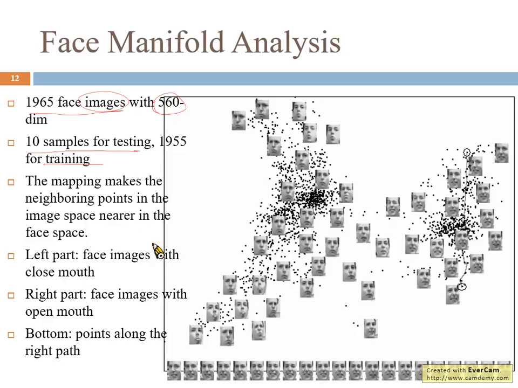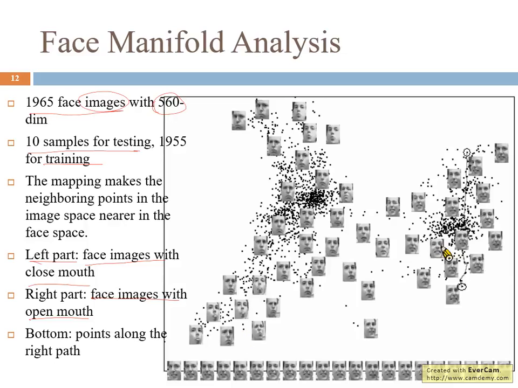We can roughly see that the data points can be separated into the left part and the right part. On the left part, it consists of face images with closed mouths, and on the right part, it consists of face images with open mouths.